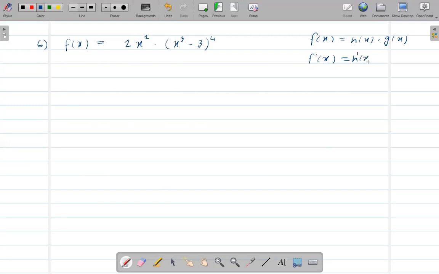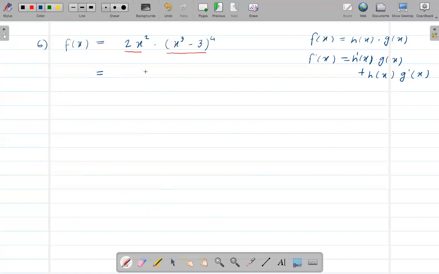So h prime times g of x, which will stay the same, plus h of x, which will stay the same, and then we take the derivative of g. So g prime of x. All right, so this is the product rule. Here we need to use the product rule first. Since we have these two functions multiplied, first let's take the derivative of this 2x squared. I can say this is h of x and I can say this whole thing is g of x, and use the product rule.